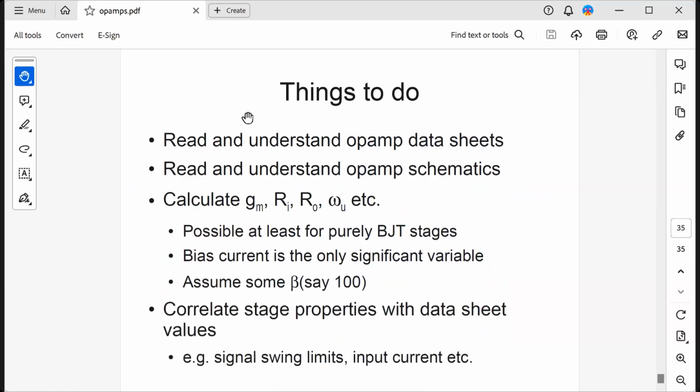You can read the data sheets. I think especially with bipolar transistors, if you know the bias current, you know the transconductance and everything. So you can actually get a lot of information right out of the data sheet, and you can assume some random beta, let's say 100 or something, and go on with your calculation.